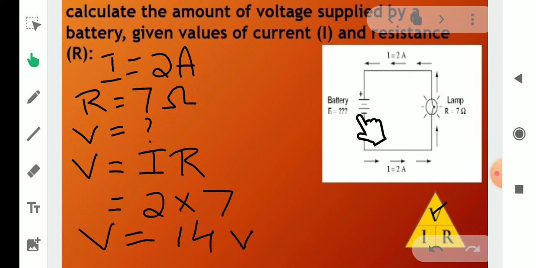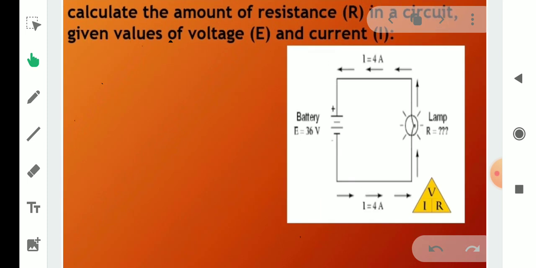Okay, 14 volt. The potential difference is 14 volt. Here the battery connected is of 14 volt, where it gives a current of 2 ampere, right? So this is how we have to solve. Let us move on to the next example.